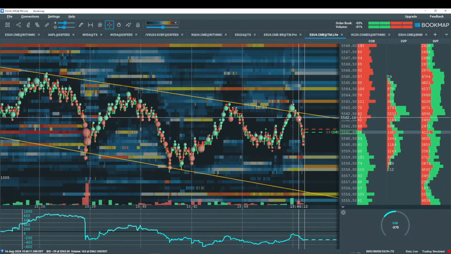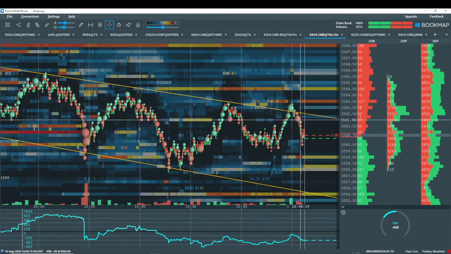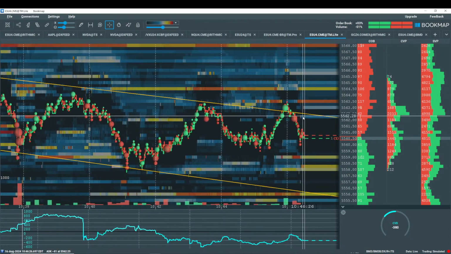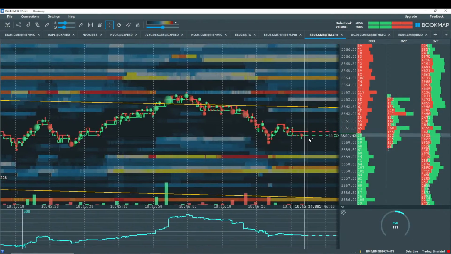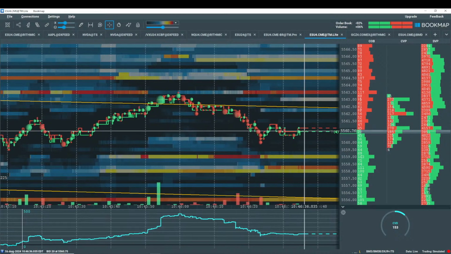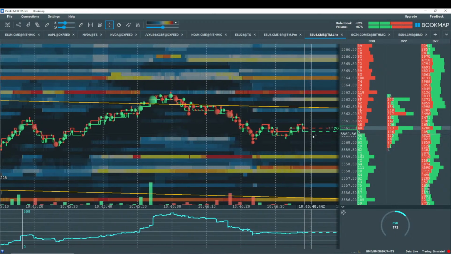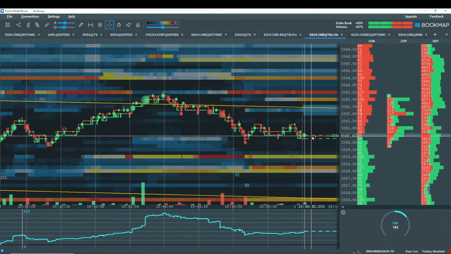Right, now here we go again. Look at this. See how we got the move up, the sellers in, back down. Let's see if we get another one in here. Sellers right here, 60 and a half.